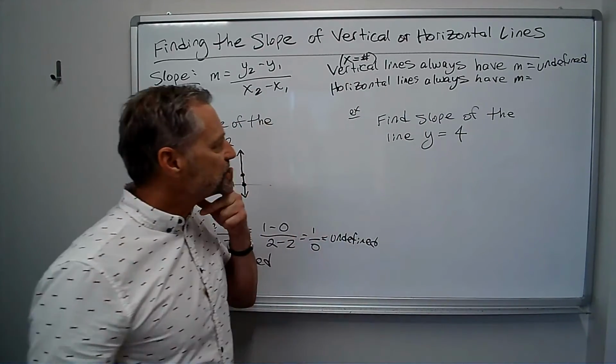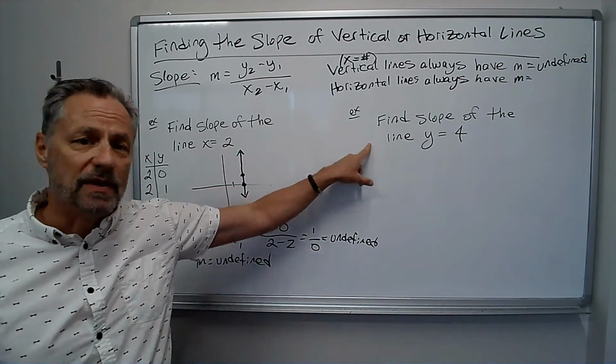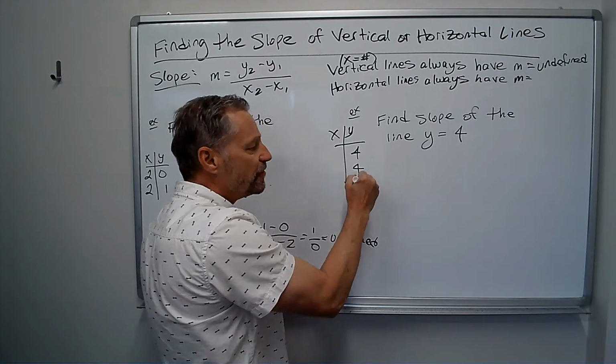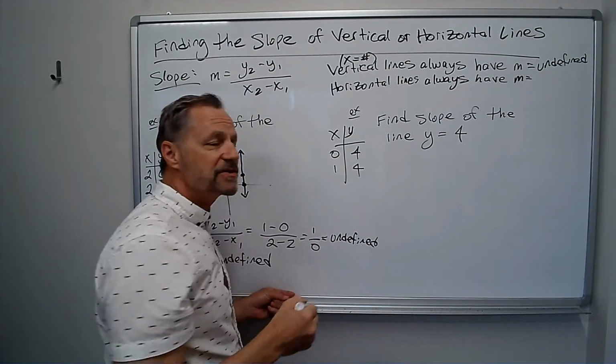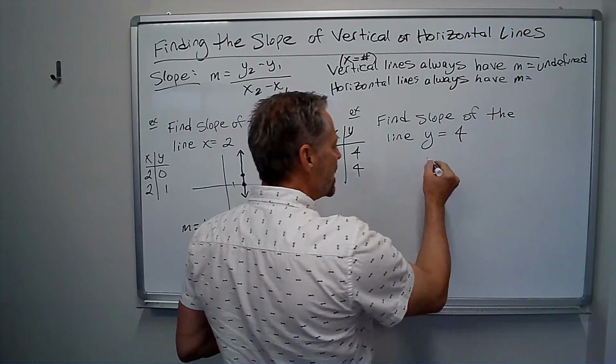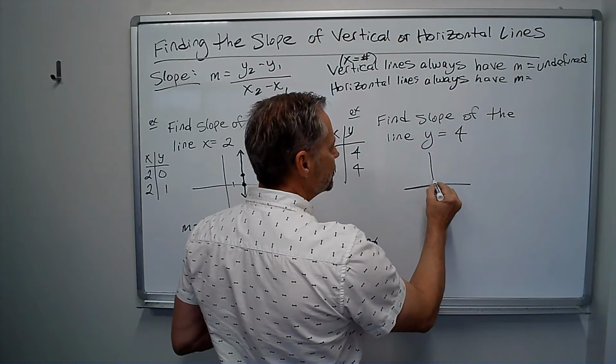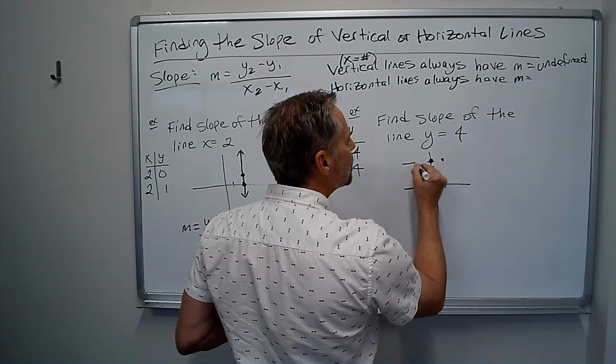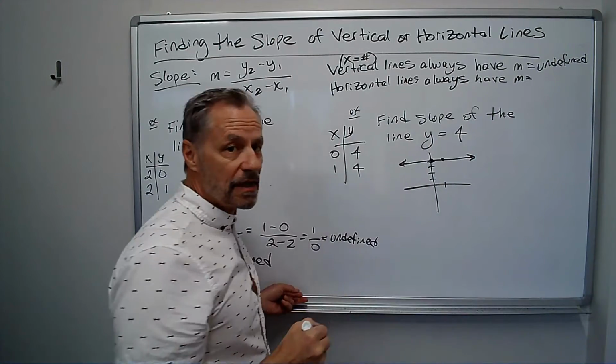All right, let's look at this one. Find the slope of the line y equals 4. Again, let's find a couple points. This time y has to be 4. X can be anything we want. We'll pick 0 and 1 again. If I graph this, I've got (0, 4) and (1, 4). Oh, this time I've got a horizontal line.